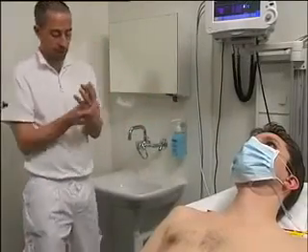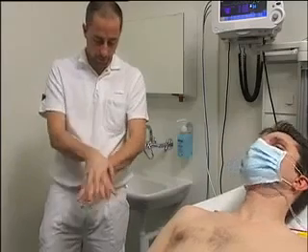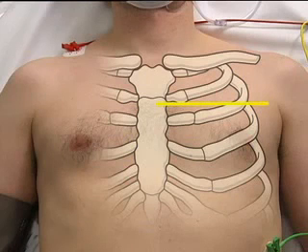Rub your hands with an alcohol-based formulation and then examine the patient to determine the location of landmarks for the procedure. The preferred location for placement of a needle for aspiration of pneumothorax is the second intercostal space in the mid-clavicular line, on the side with the pneumothorax.